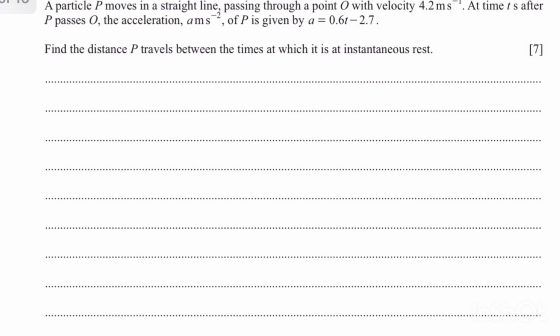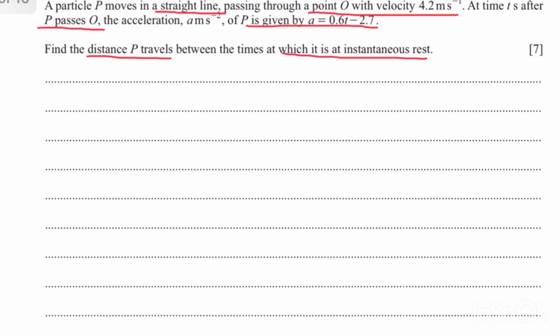which says that a particle P moves in a straight line passing through a point O with a velocity of 4.2 meters per second. At time t seconds after P passes O, the acceleration a meters per second squared of P is given by a equals 0.6t minus 2.7. Find the distance P travels between the times at which it is at instantaneous rest.